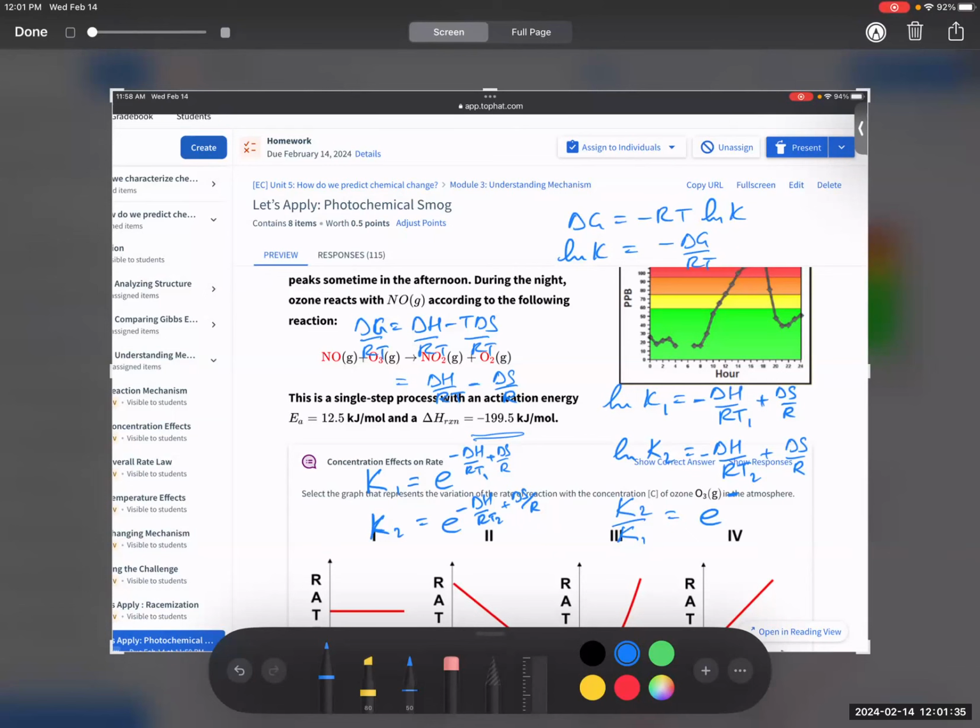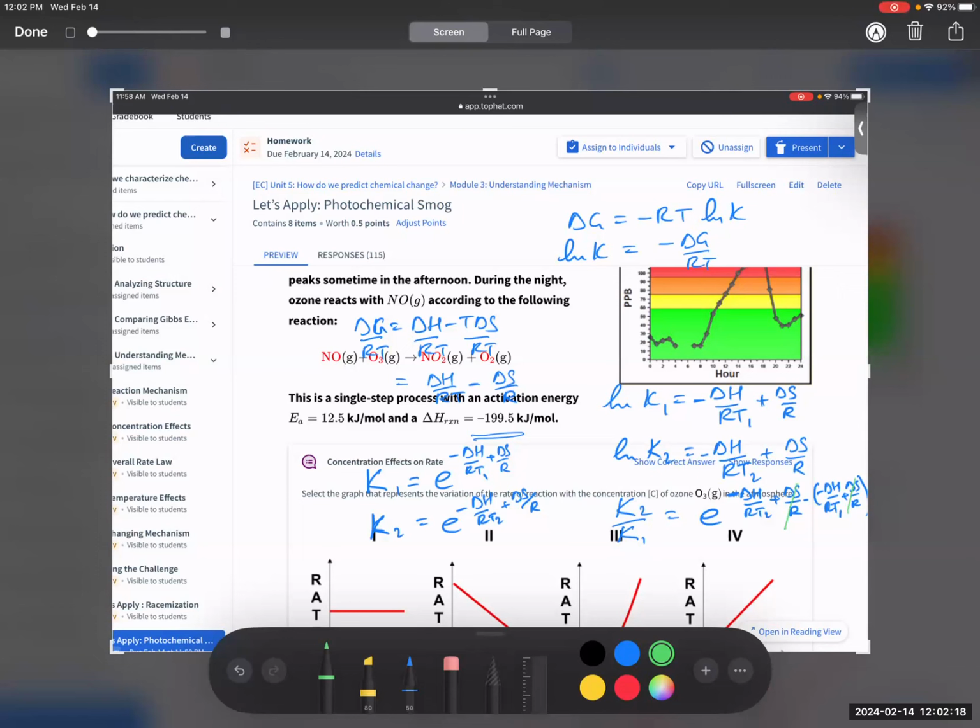okay, let's write them out all together. We have delta H over RT2 plus delta S over R. Then we have minus, because when you divide, you subtract, minus delta H over RT1 plus delta S over R. And then you see that delta S over R is going to cancel out.